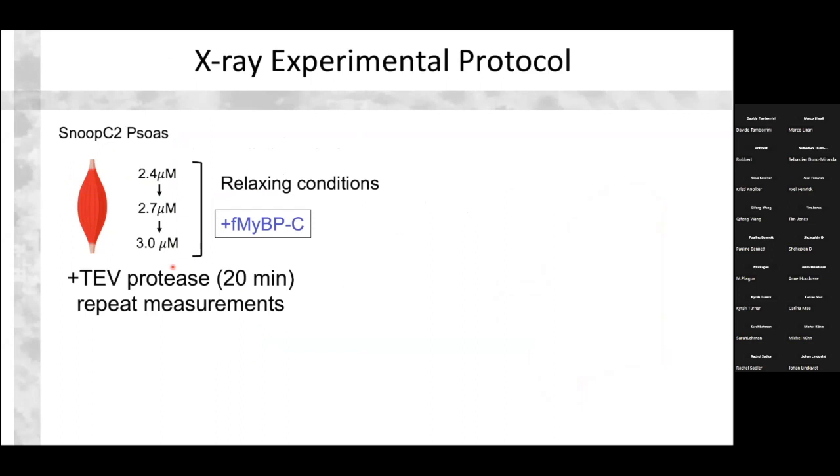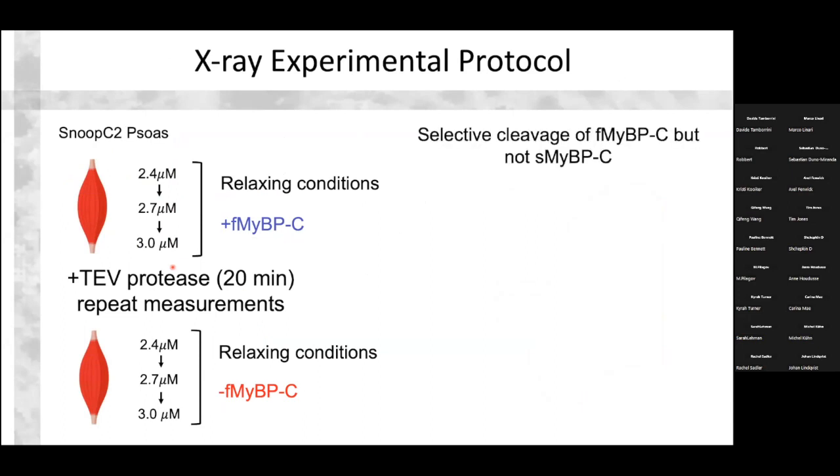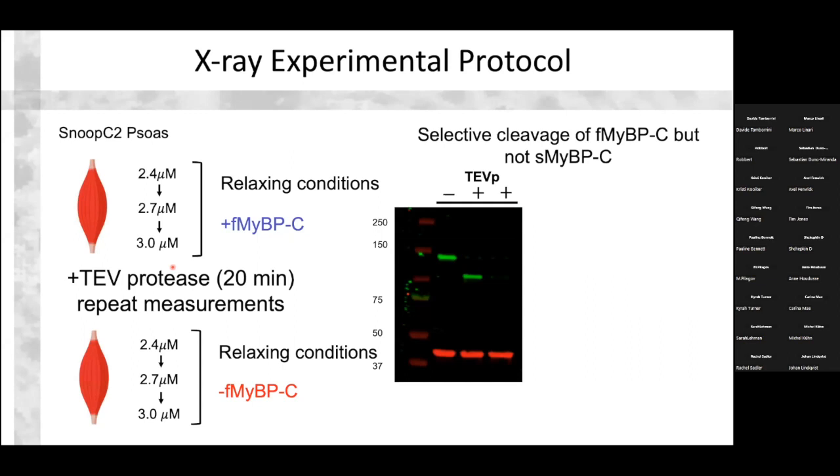We then cleaved with TEV protease for 20 minutes, the exact same muscle, and we repeated the same measurements, and presumably this would be in the absence of myosin binding protein C. And I think, yes, we've got Western blots here that show you an example of the cleavage. So what we have here is fast skeletal myosin binding protein C, and I think this is actin as a loading control. When we treat with TEV, we actually cleave off the C1 through C7 domains of the protein, so the whole N-terminus of the protein.